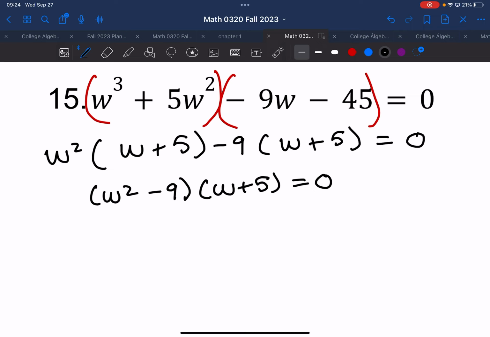Am I able to simplify more? Yes, what tells you that? That's the w squared. That w squared in the first parentheses tells you that most likely we can simplify this further.